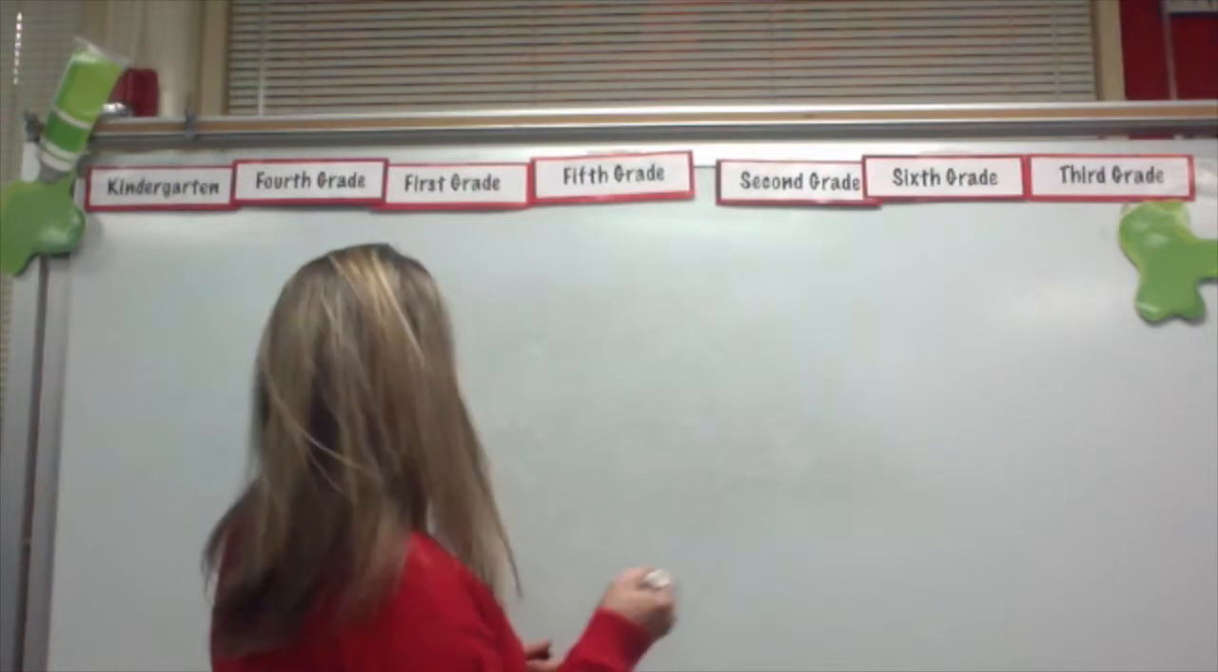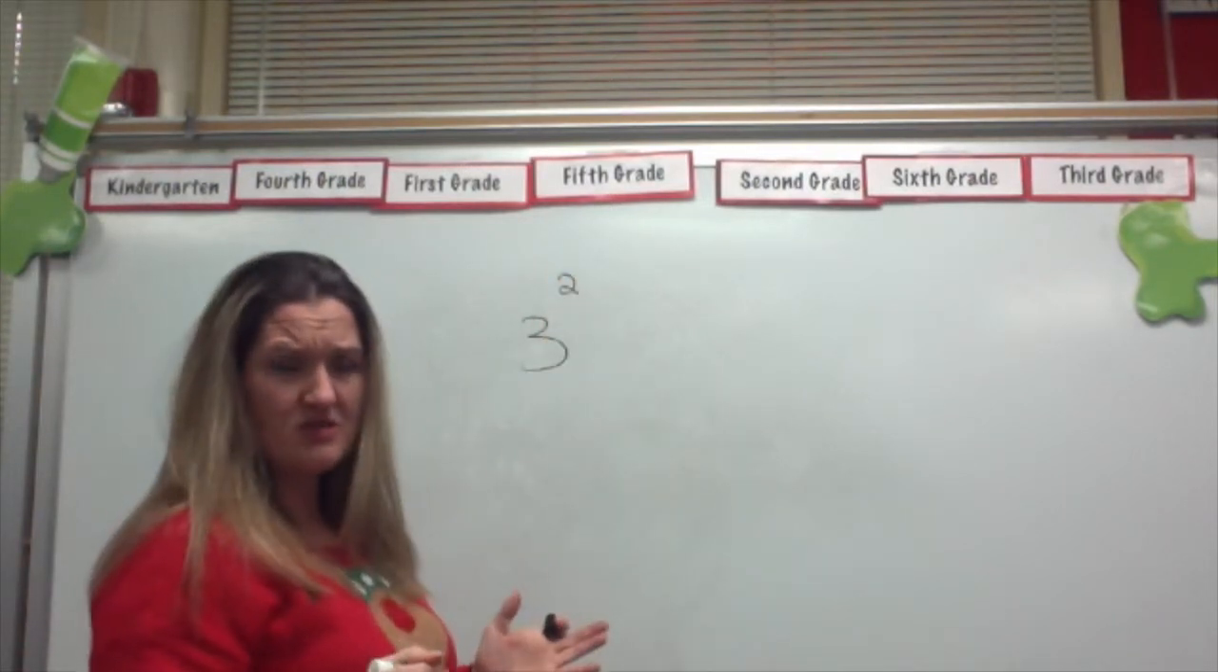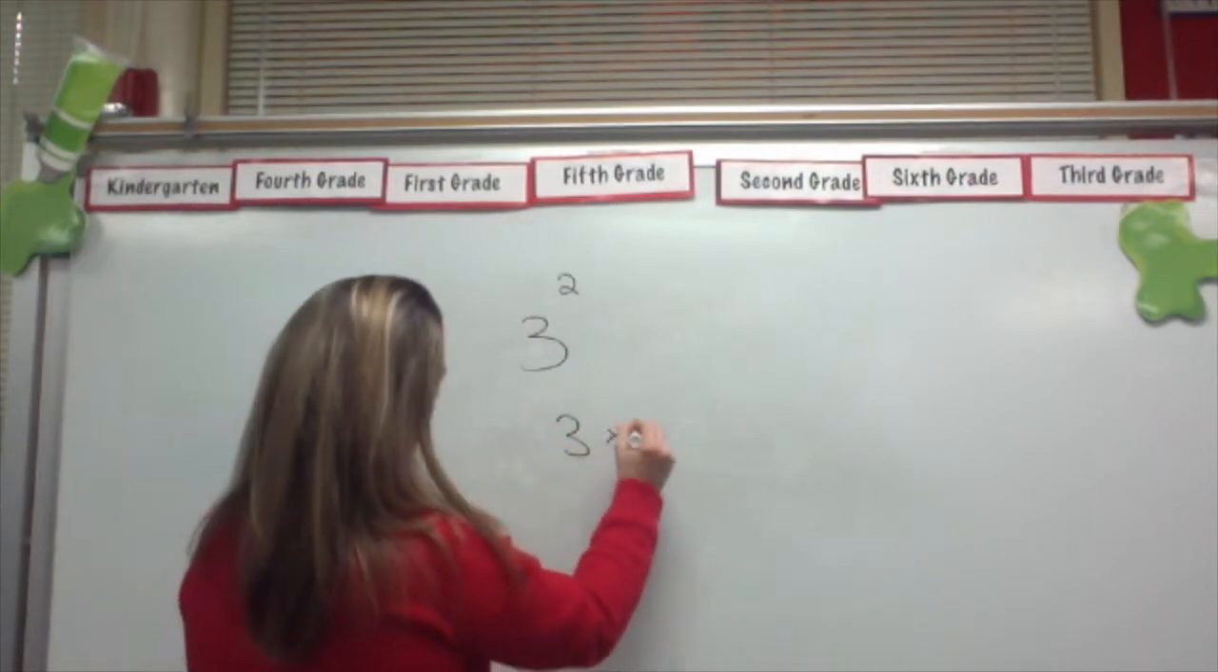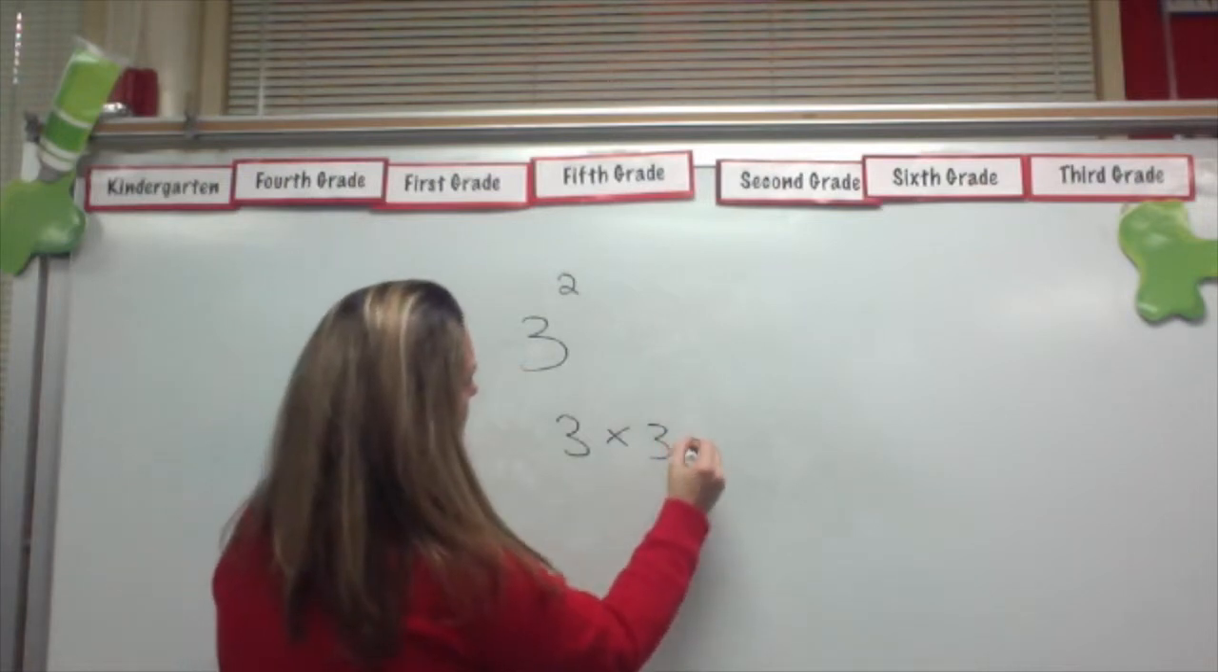How to square a number. Remember, a number squared? 3 squared. Remember that's the same thing as saying 3 times 3. And when they talk about squaring, 3 times 3, that's 9.